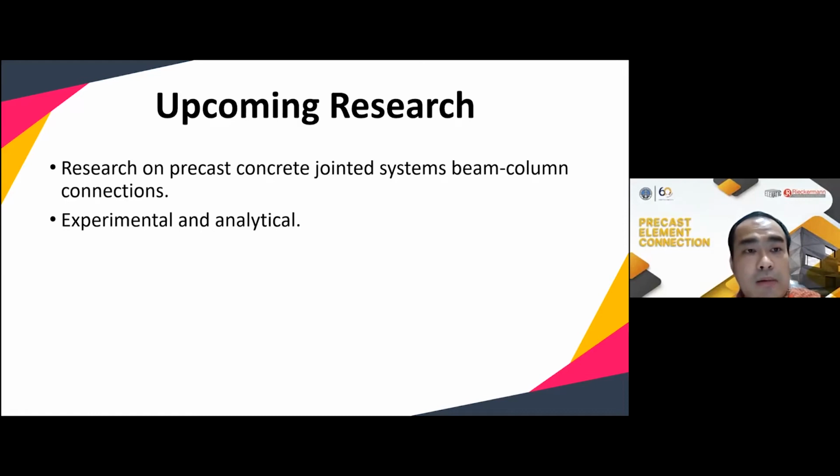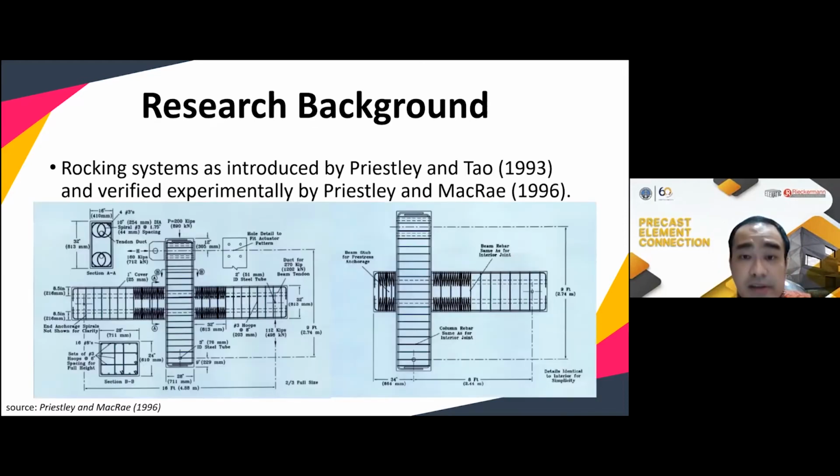So our research background is the rocking system as introduced by Priestley and Tao and verified experimentally by Priestley and McRae. They tested two beam column connections. One is the interior beam column joint, and one is the exterior beam column joint. Here, as we can see, they have the tendon duct going across the beam, and they put the spiral here to provide confinement for the concrete. This is for the interior beam column joint, and the right side is the exterior beam column joint.